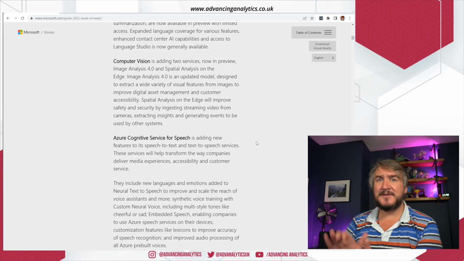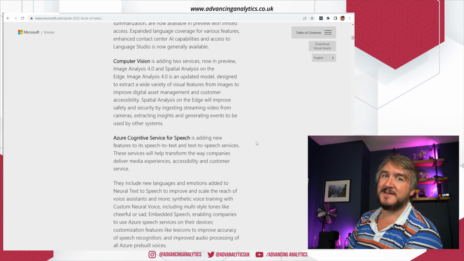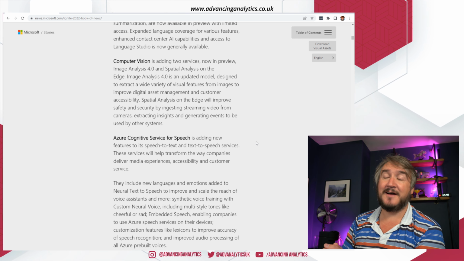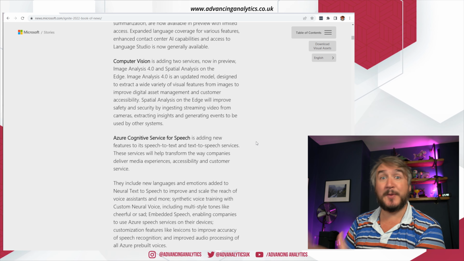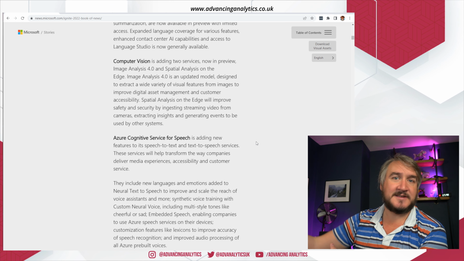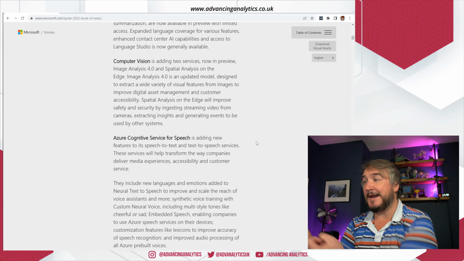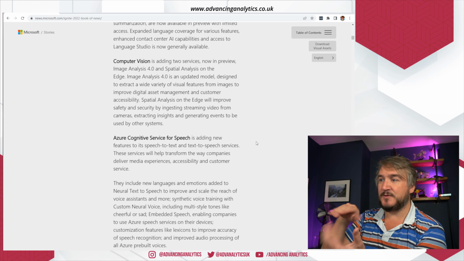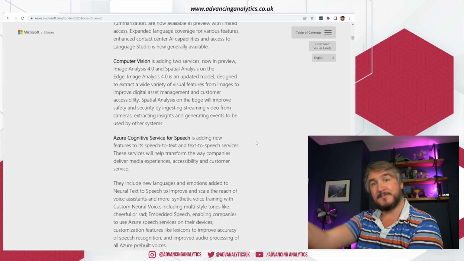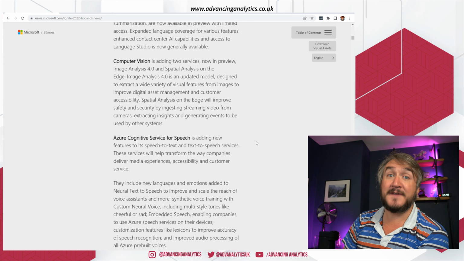On the other side of things, got spatial analysis for the edge. So this is when we have like a stream of video, and because it's on the edge, we put it on a device. So we can essentially have like a CCTV, like a camera set up in a shop, a little edge device next to it that's actually doing spatial awareness. It can see where people are walking in 3D space, despite getting this 2D stream of video.